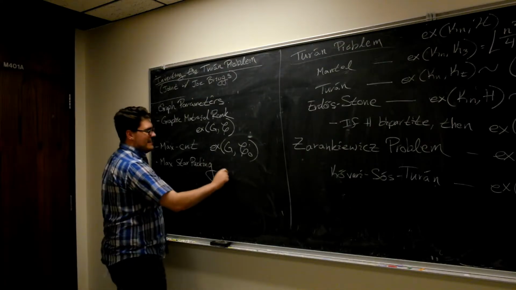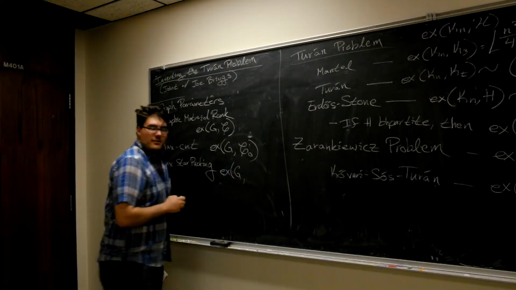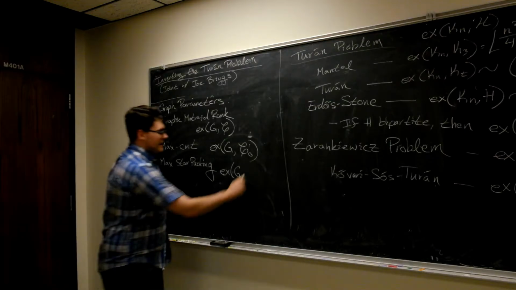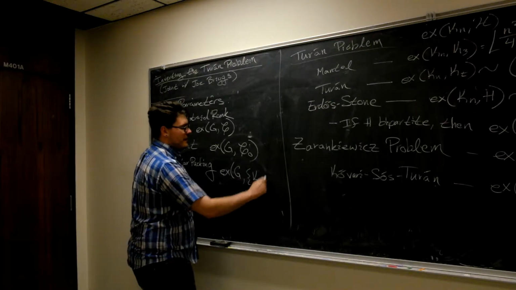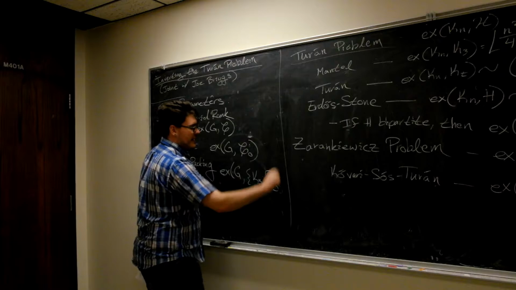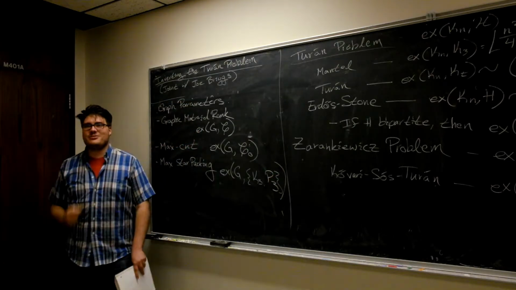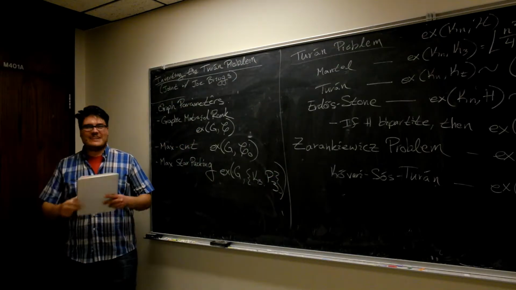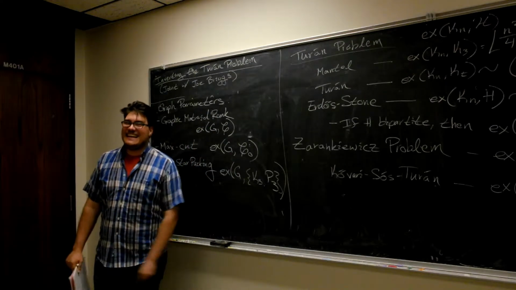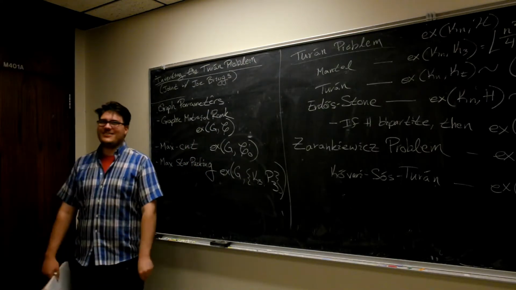Well, the max star packing, this is the largest set avoiding two graphs, right? Namely, we can't have a triangle, and we can't have a path on three edges. So this is one thing, a bit controversial, and I honestly don't like it. My co-author does. P sub t is a path on t edges. I will keep reminding you.